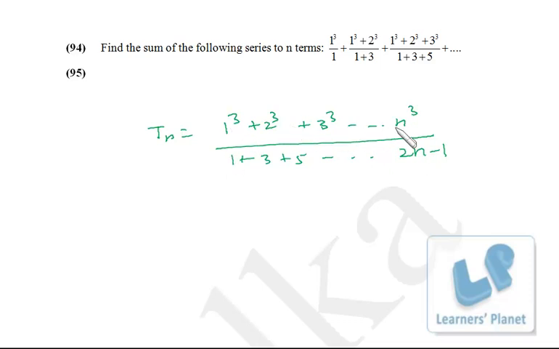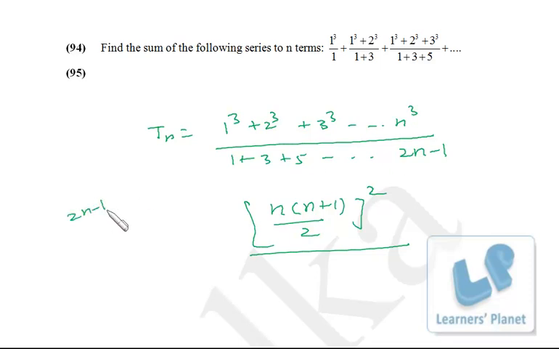Now 1 cube plus 2 cube till n cube, that is n into n plus 1 by 2 whole square, right? And 1 plus 3 plus 5 till 2n minus 1, that is an AP with common difference 2, so we can find out the sum. How many terms are there? So nth term is 2n minus 1, 1 plus n minus 1 into d.